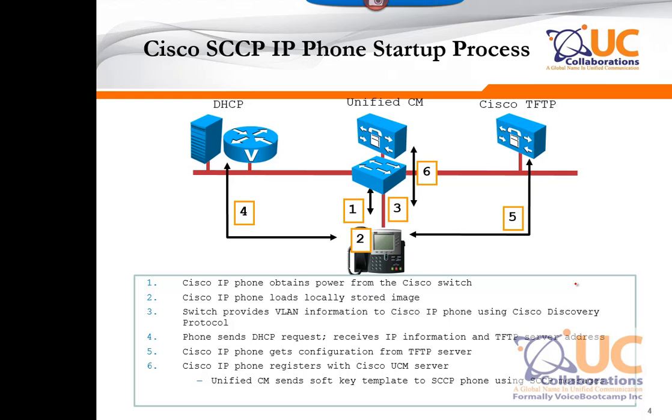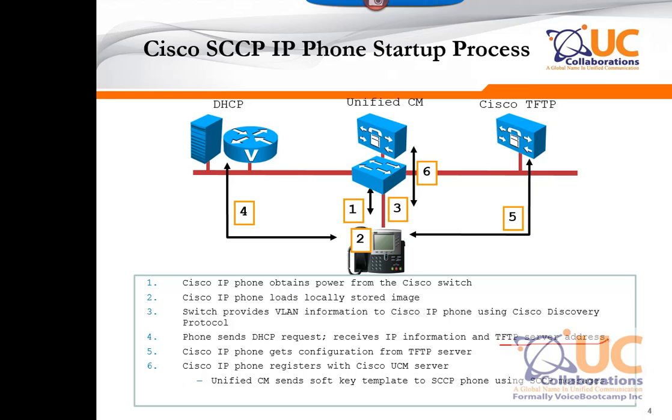Now, this firmware usually is already there in the phone. You have the option to upgrade, and also sometimes when there's an incompatibility with the version of the Call Manager the phone is trying to register to, it has the capability to either upgrade itself or downgrade itself. Now, the Cisco IP phone will load the locally stored image and then obtain the VLAN information from the switch using CDP, Cisco Discovery Protocol. The phone will then send a DHCP request and receive IP information and the TFTP address.